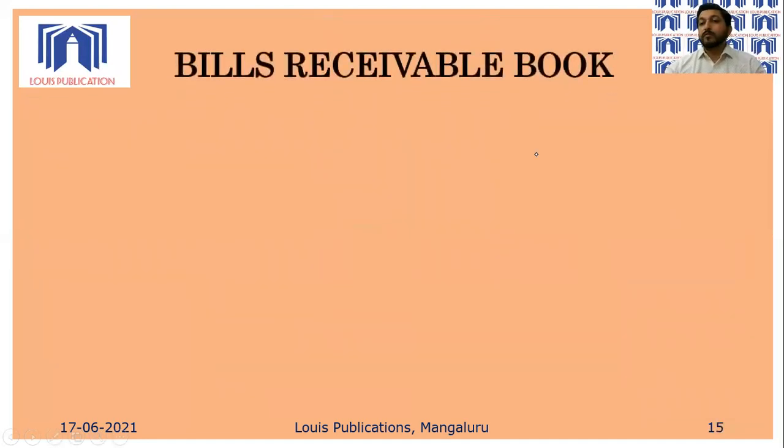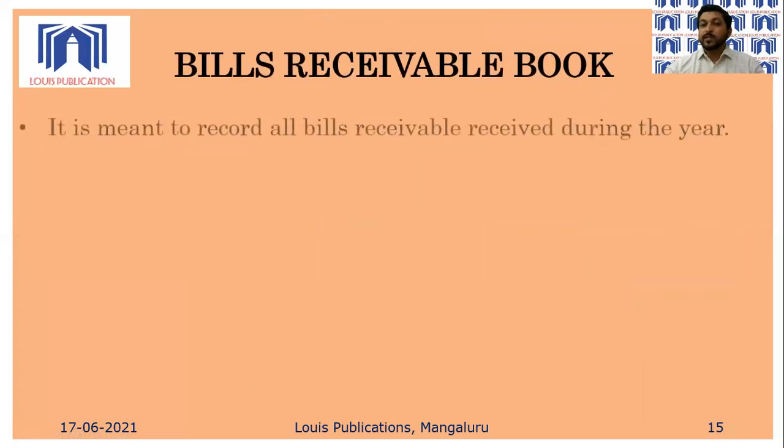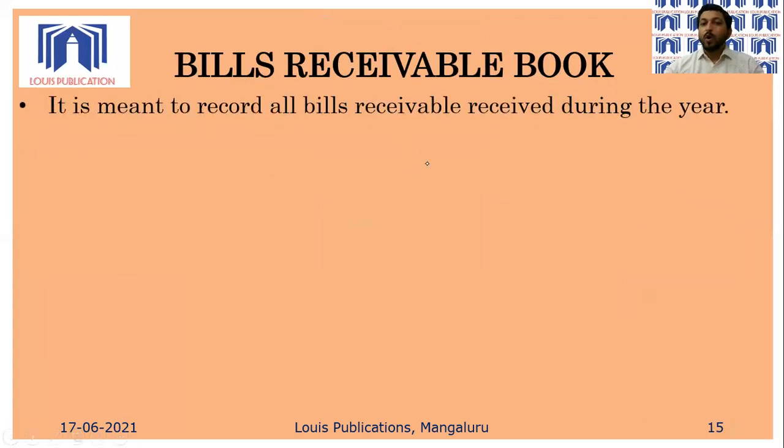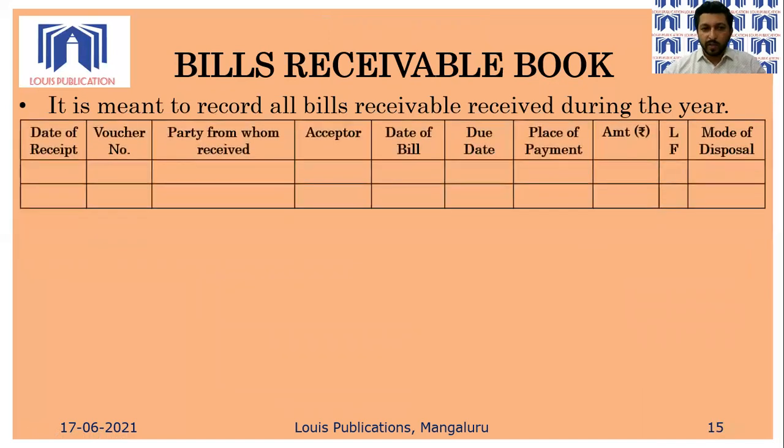Then we have bills receivable book. As I mentioned, bills receivable book is meant to record all bills receivable received during the year, not cash received on bill. Cash received on bill will go to cash book. So this keeps a record of all bills receivable received during the year. And this is the format of bills receivable book.